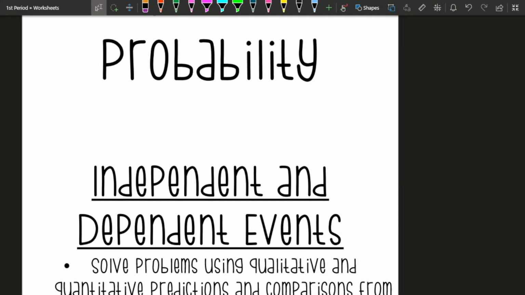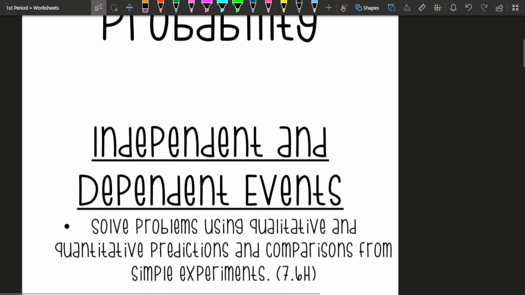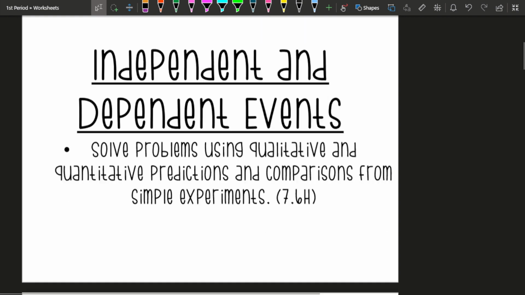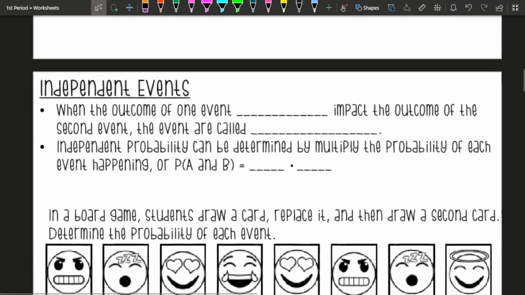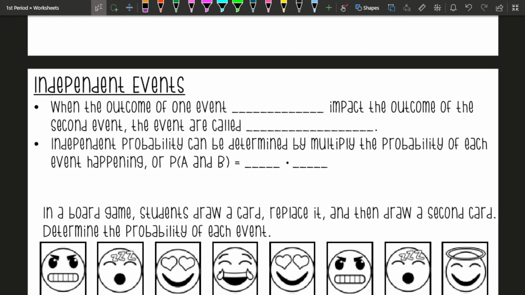So, independent versus dependent. Independent is by itself, and dependent depends on something else to happen. Over here it says, an independent event is when the outcome of one event does not impact the outcome of the second event, and that event is called an independent event.